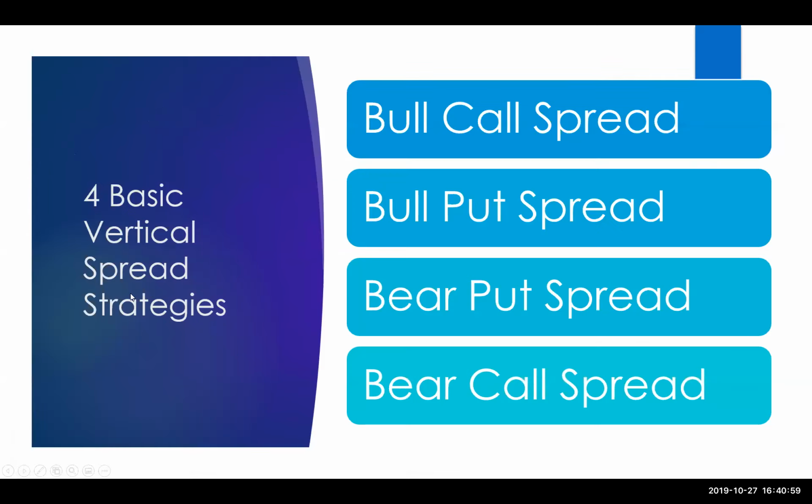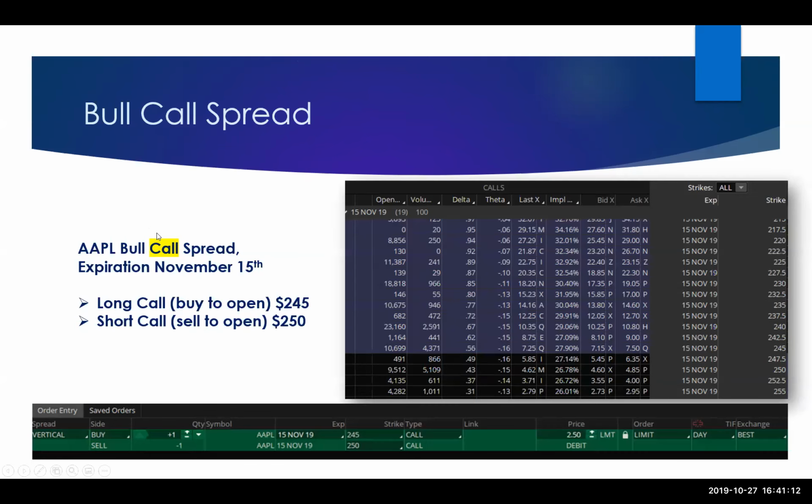Okay, you with me? There are 4 basic vertical spread strategies: the bull call, the bull put, the bear put, and the bear call. Now, a bull call, which we're going to go through in more detail, I'm going to use this as the primary example. In this scenario, we're looking at Apple, and this is a bull call spread with an expiration of November 15th, right?